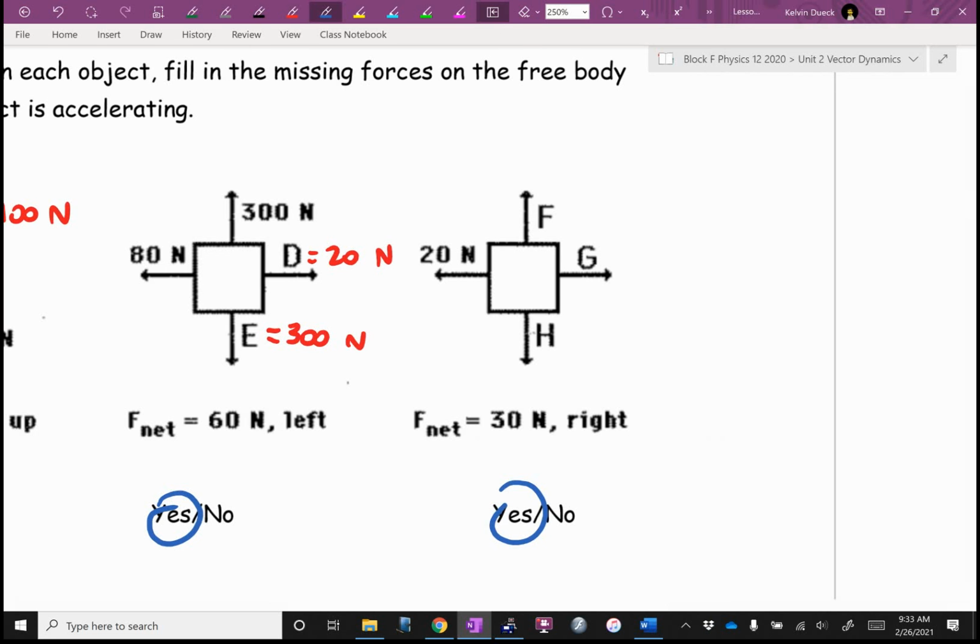How big must force G be? How big must force F be compared to force H? That has to be H. That has to be F. And I think I told you last day, I'm going to start to do more algebraic questions with no numbers this year.